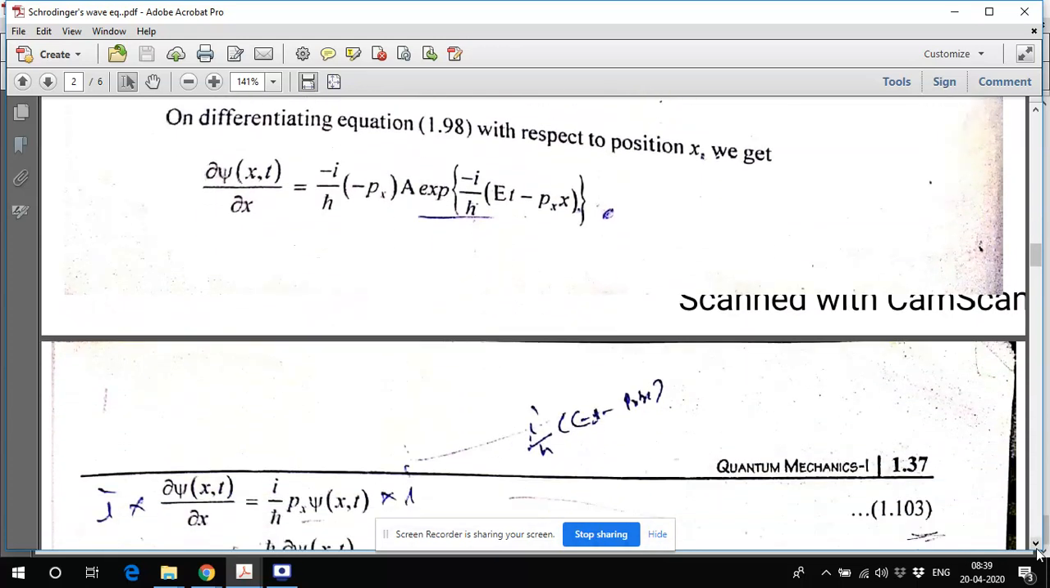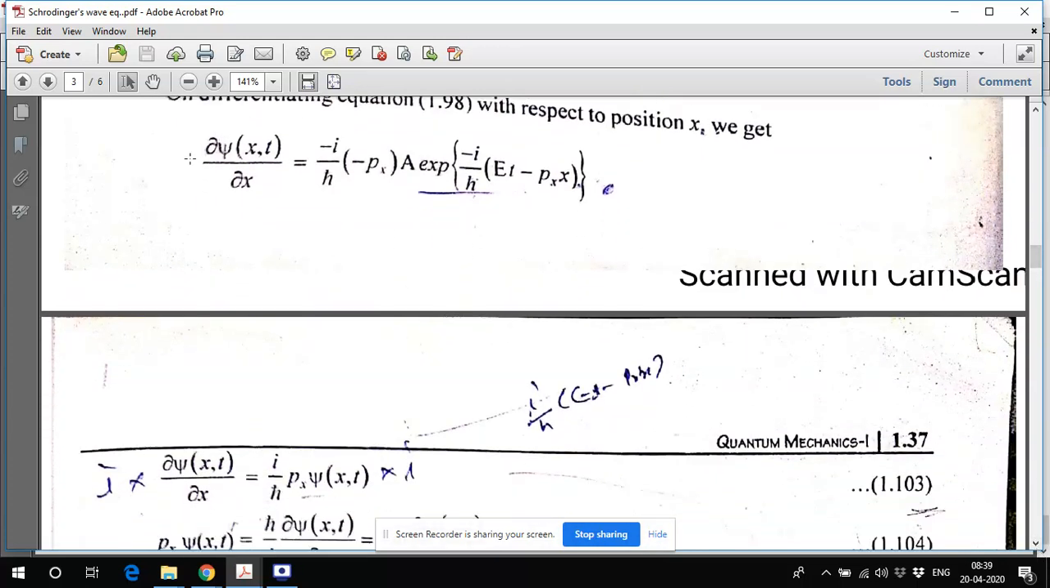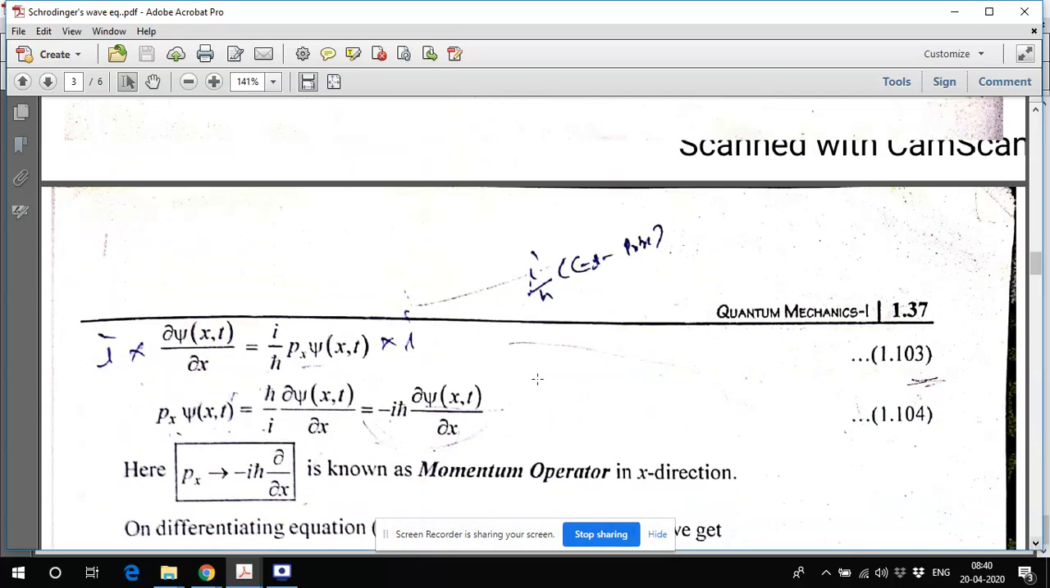From here we again multiply with i. I have the i here, but the minus minus now becomes plus, and I multiply with i also, so this i will give me minus. Finally I will get a minus sign over here, and I multiply by h cross. So I get p_x psi(x,t) on the right side, and on the left-hand side I will get h cross and obviously the minus sign also.